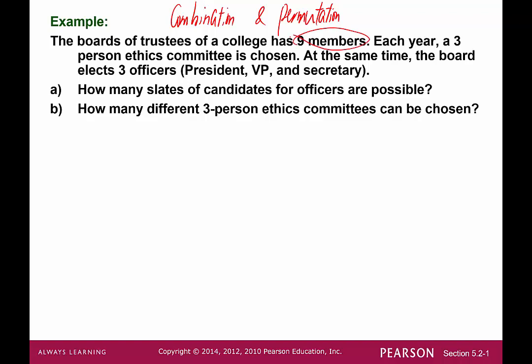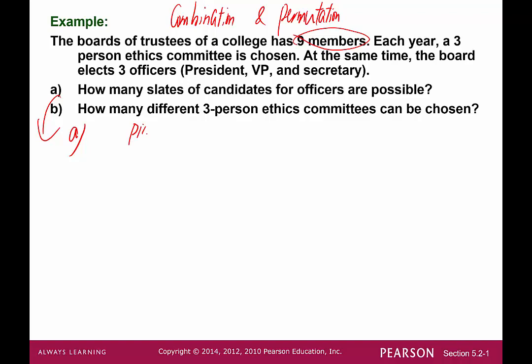Each year, a 3-person ethics committee is chosen. At the same time, the board elects 3 officers: president, vice president, and secretary. How many slates of candidates for officers are possible? So let's take a look at this. In order to elect the officers, you need to pick 3 members out of a total of 9 members.